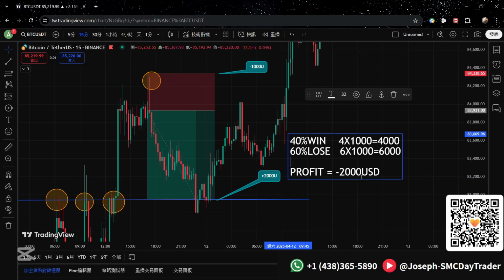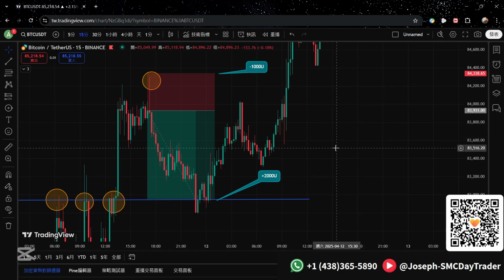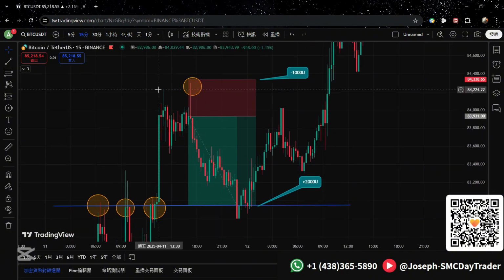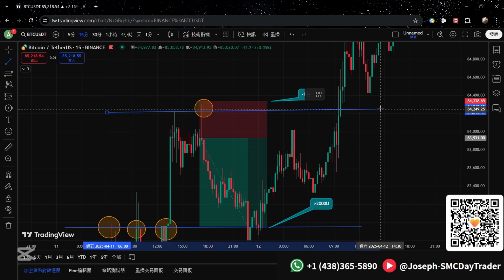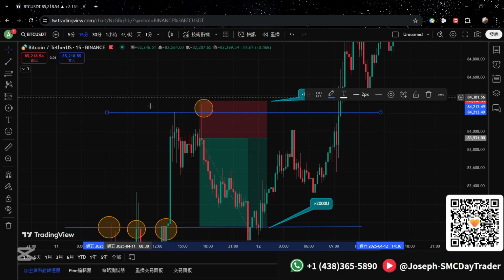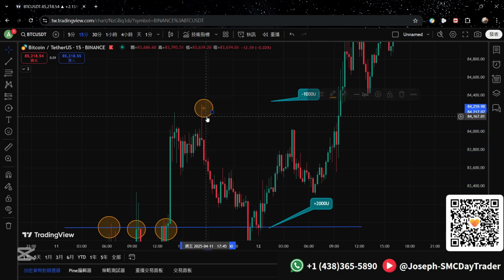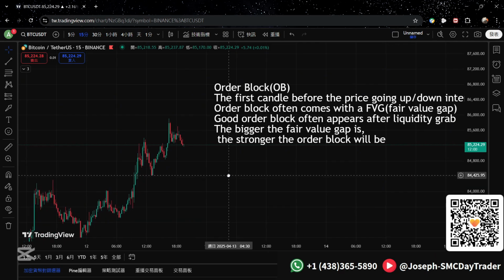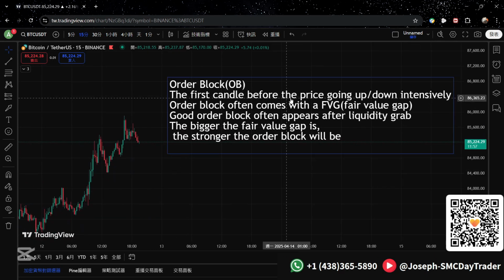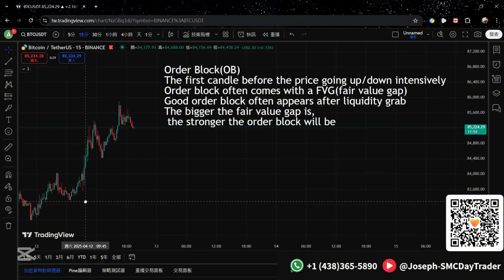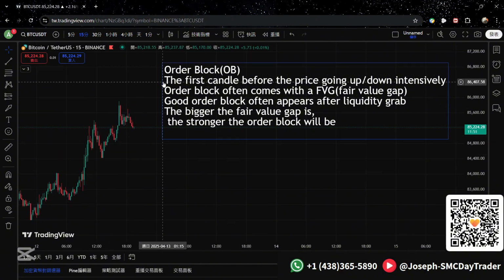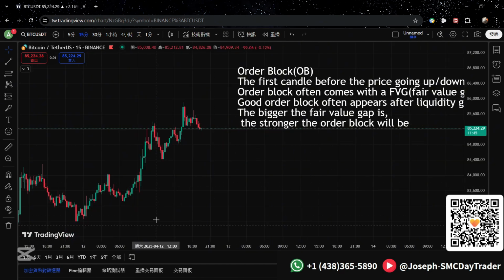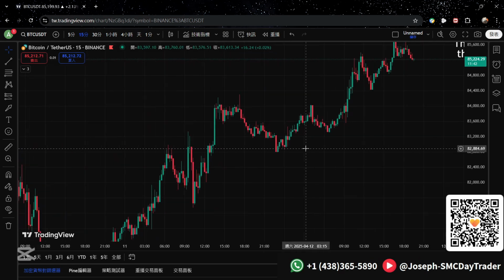Okay, so when we understand this, let's talk about where to put the stop loss. One is like this: we put it at the higher point, because we expect the price will not go up, because of the liquidity grab. And what is the second one? The second one is the order block. What is an order block? An order block is the first candle before the price goes up or down intensively. Often the order block comes with a fair value gap. A fair value gap is a gap between 3 candles that is not filled.